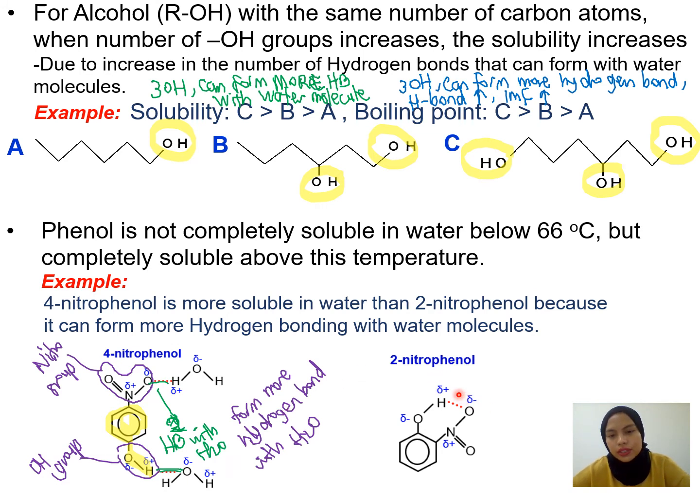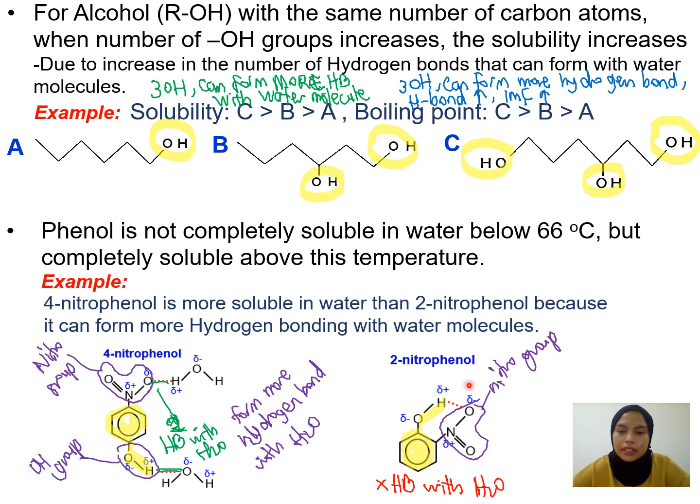Okay, so next is 2-nitrophenol. For 2-nitrophenol, this is the phenol, HO and then the benzene ring. And then this is the nitro group. So what happened is, why is 2-nitrophenol not soluble in water? Because it does not form any hydrogen bond with water molecules. If you can see here, because of its close positions, the OH only forms a hydrogen bond with the NO2. So it cannot. It needs to be far apart like this to form hydrogen bonds with water molecules. That's why 4-nitrophenol is more soluble.